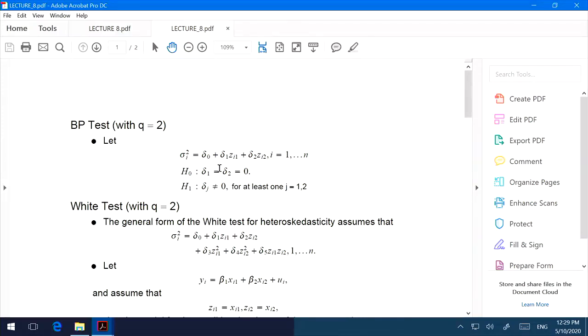Now, under the null hypothesis, the errors are homoskedastic. This is typical of econometrics. The null hypothesis for hypothesis testing generally assumes that everything in the garden is rosy. No problems, nothing to see here. Move on, folks. So the null is that the errors are homoskedastic, in other words, that the error variance is constant. So the null hypothesis is that delta 1 equals delta 2 equals 0. Obviously, if delta 1 and delta 2 are both equal to 0, then sigma i squared is just equal to delta naught, and we're back in the world of homoskedasticity. The alternative hypothesis is that at least one of these, either delta 1 or delta 2 or both, is not equal to 0. So under the alternative, the errors are heteroskedastic.